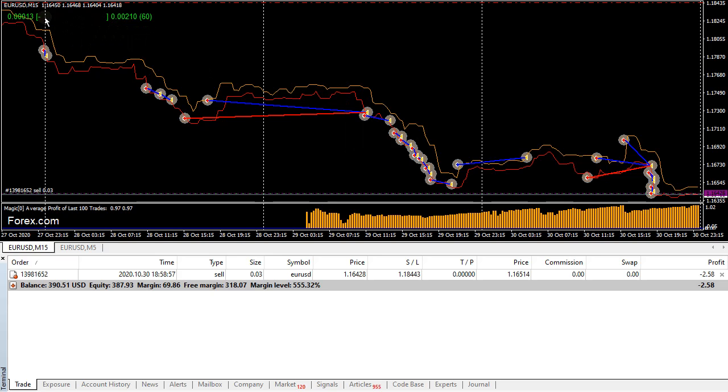There's a little dash there, but that dash grows towards the right hand side here, and the closer it is to this side, the closer I am to an actual trade signal.